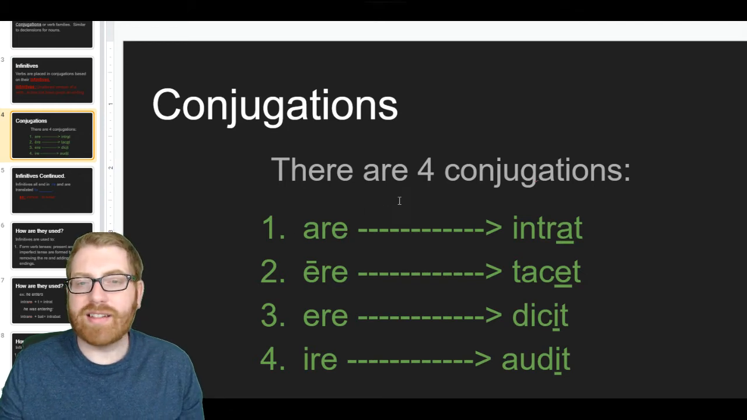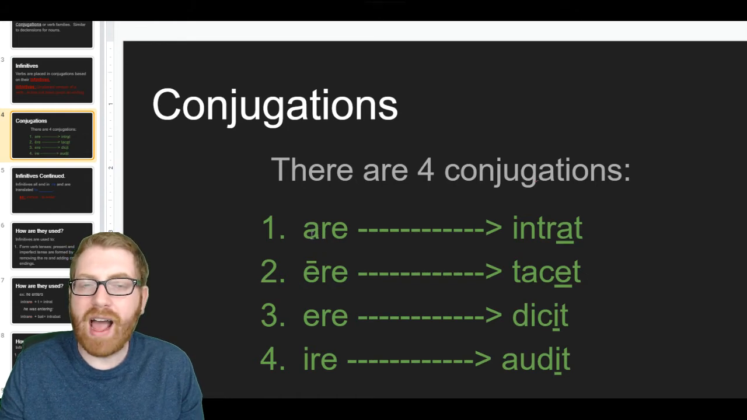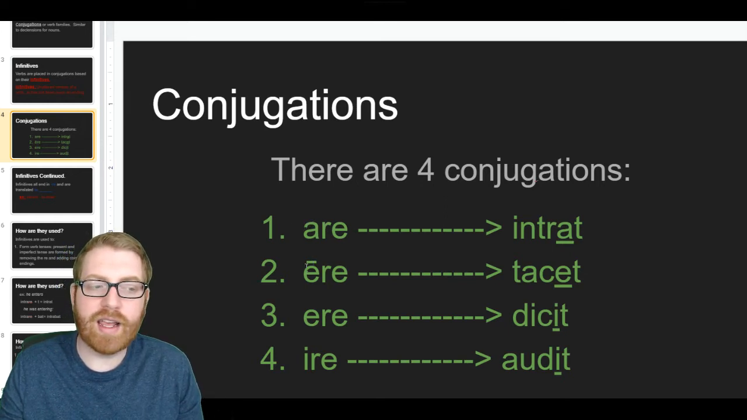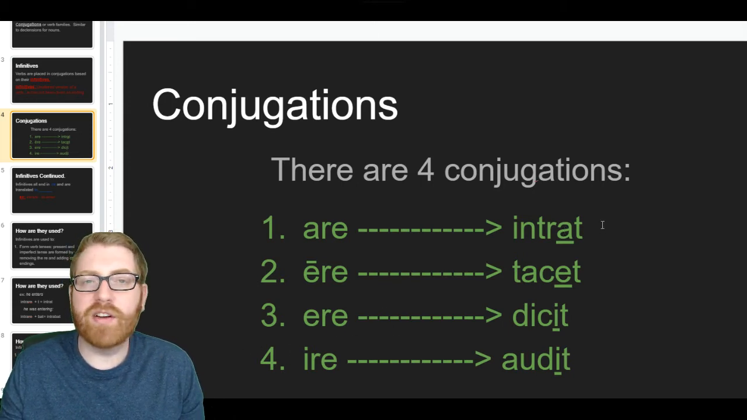Now we can place all these infinitives into four different families based on the vowel that comes before the RE. So a first conjugation verb is a verb with an infinitive that ends in ARE. Second conjugation verbs have the ERE with a long mark. Third conjugation verbs have an ERE without a long mark. And fourth conjugation verbs have an IRE. Now, this governs every verb.